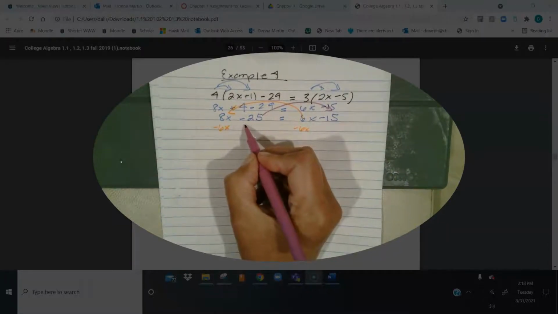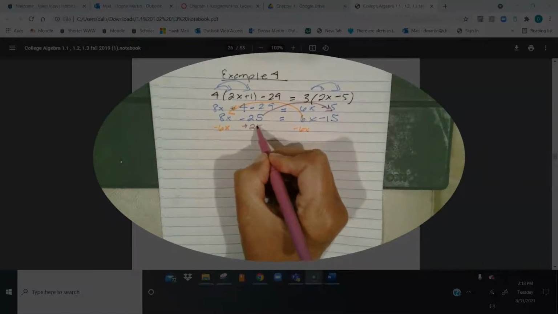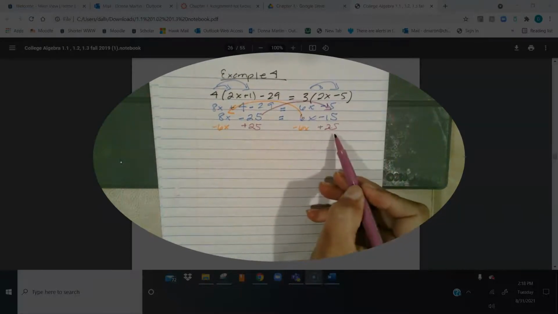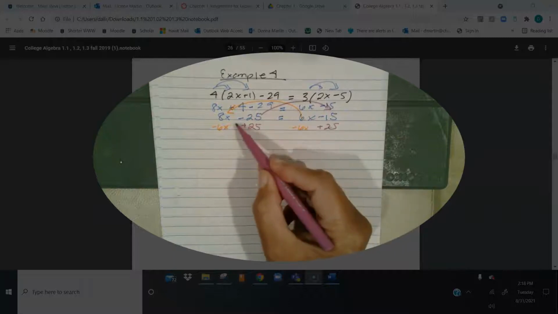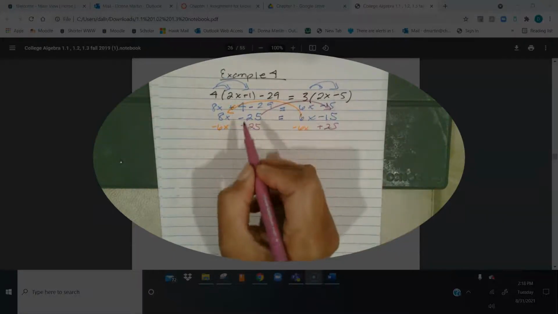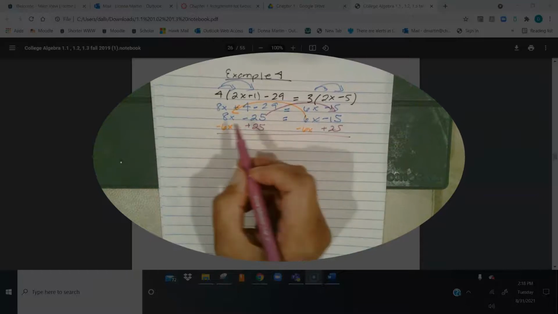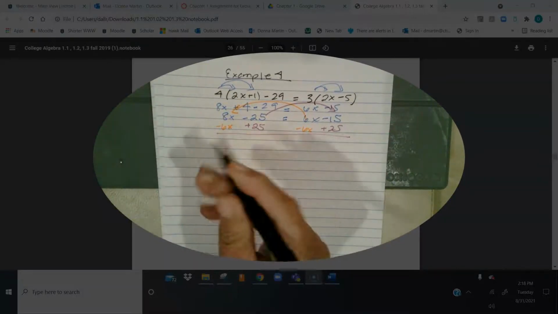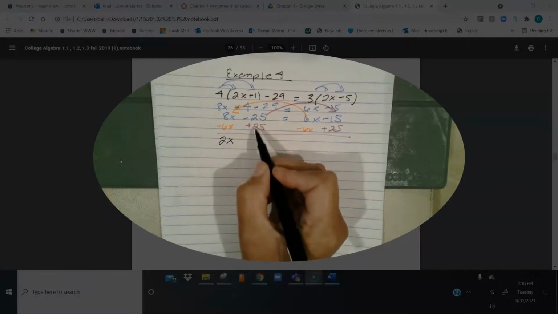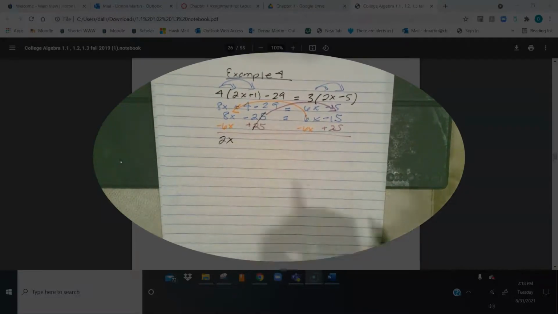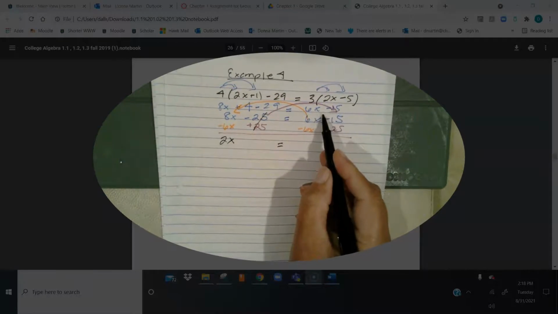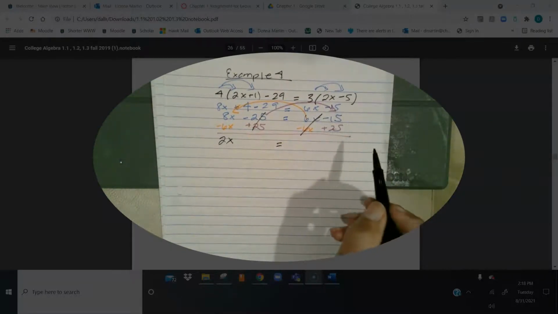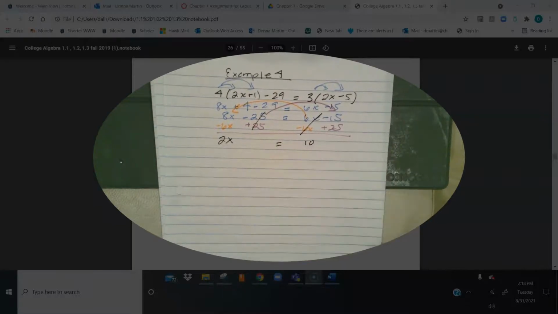So to move the minus 25, its inverse will be plus 25 and plus 25. So linear terms to the left, constants to the right, and then let's see what we have. 8x minus 6x would give me 2x. Negative 25 and 25 would cancel. 6x minus 6x was cancel. Negative 15 plus 25 is 10.